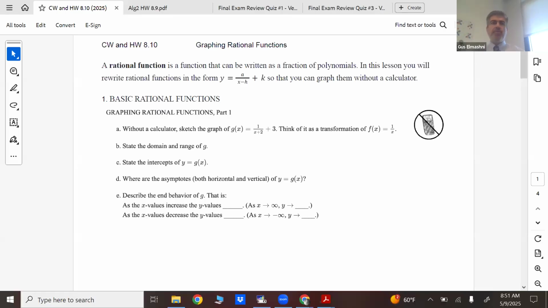Okay, so everyone should have their notes in front of them. I don't have any extra copies, so hopefully everyone's got their notes. Okay. And I think we've seen this before.